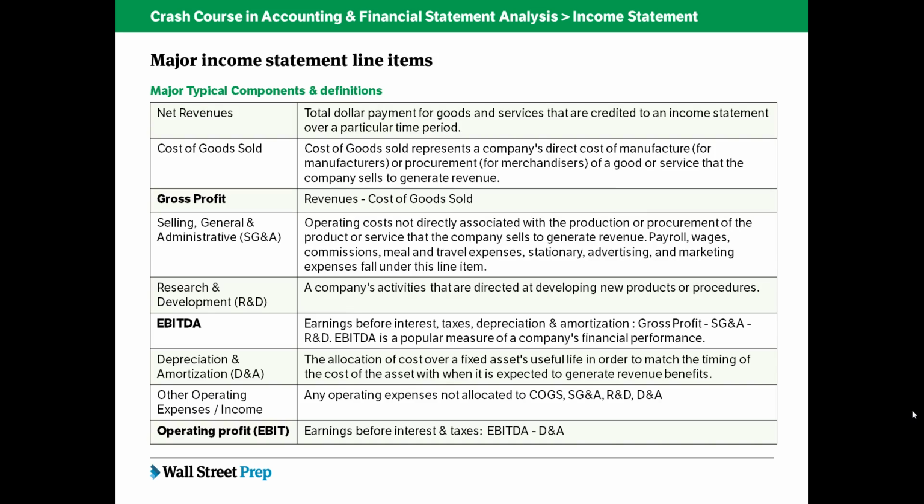So we're going to get into each one of these line items in great detail, but to give you a 30,000-foot view, the major typical components and definitions of the income statement are revenues, and that represents the top line, all of the dollar payments for goods and services that are recognized by the company for a particular time period. Then you have cost of goods sold, which represents the direct cost of manufacture or procurement for a business. Those are direct expenses. And if you subtract those direct expenses from revenues, you have a concept called gross profit.